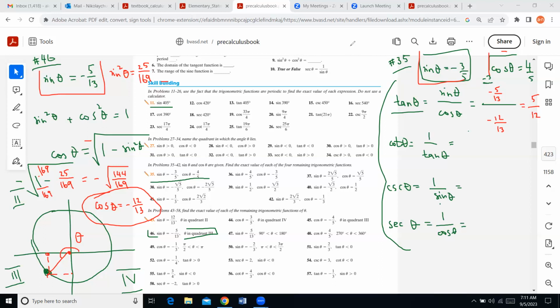So how come? Same idea: just multiply by 13 over 13, this fraction, so it doesn't change anything, but that way we can cancel these 13s, and whatever's left is 5/12. And then I just flip this for finding cotangent, so it'll be 12 over 5, and so on. For the reciprocal of sine, I already know we're going to need to flip that 3/5, so it'll be negative 5/3, and then the reciprocal of cosine will be 5/4.